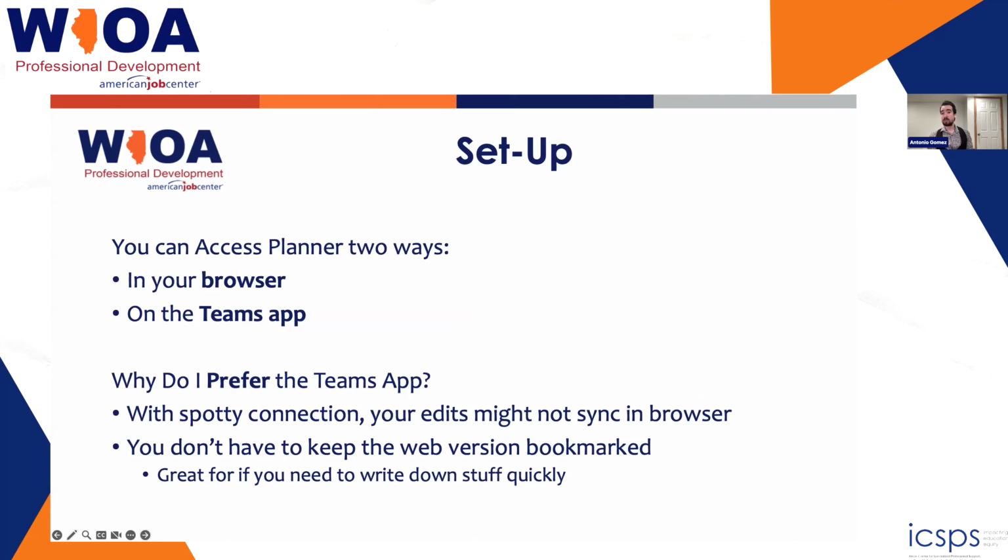All right, so you can access Planner 2 different ways. You can either go through the browser, like Safari, Microsoft Edge, or Chrome, or whatever you use, and just go to Microsoft 365 and use it that way online. I would prefer the Teams app because most of us already have the Teams app. The thing about the Teams app is that it's kind of open constantly, so you don't have to worry.